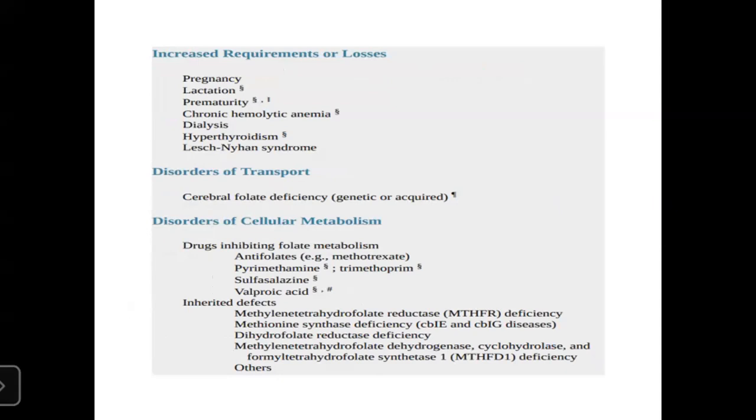In those cases also we have to supplement folic acid, right? Hypothyroidism, Lesch-Nyhan syndrome, disorder of transport such as cerebral folate deficiency, disorder of cellular metabolism such as drugs inhibiting folate metabolism such as methotrexate and cotrimoxazole use, such as trimethoprim also inhibits folate metabolism, sulfasalazine, valproic acid, right?